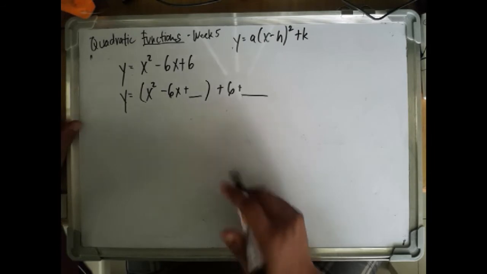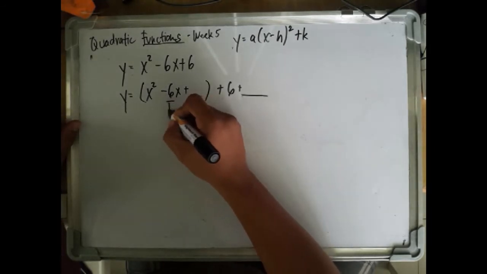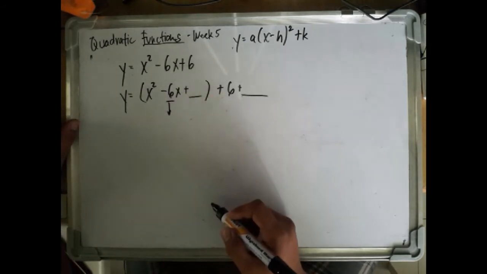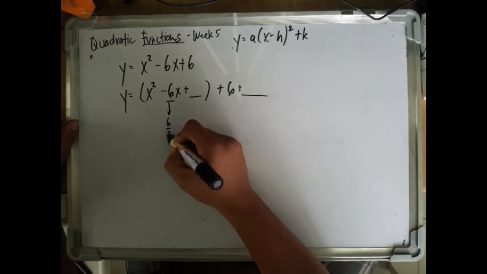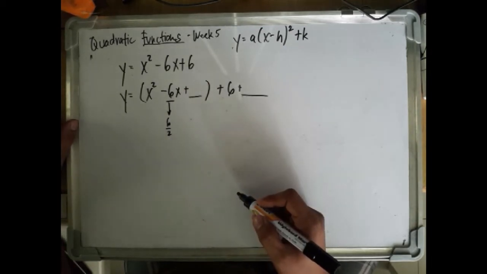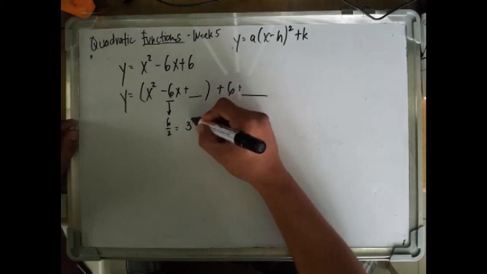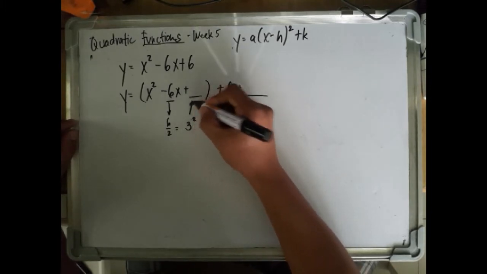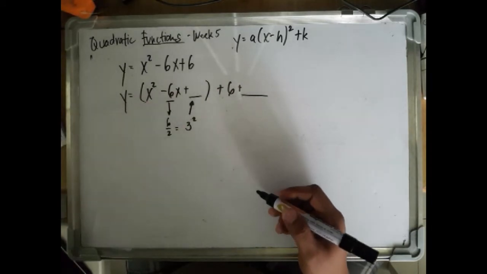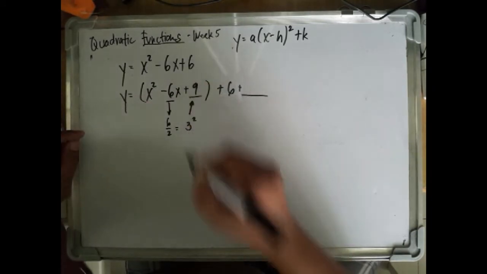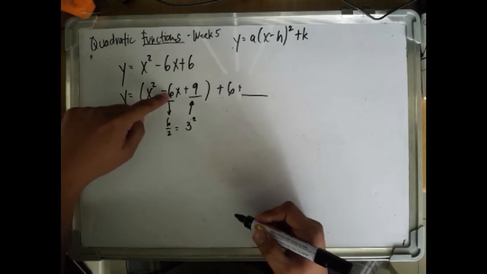Perfect square trinomial daw ito. So, paano magiging perfect square trinomial? So, we will get the coefficient of your linear term, yung 6. We will divide by 2. Always divide by 2. So, 6 divide 2 ay equals sa 3. Then, yung 3, i-square natin. So, that's what we will add to make it a perfect square trinomial. So, what is 3 squared? 9.